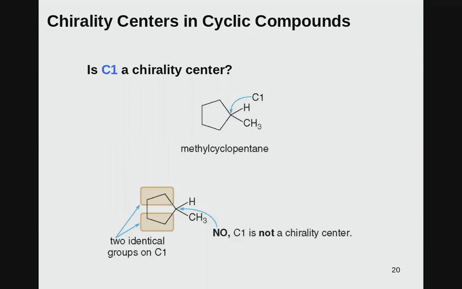However, when we have our substituent coming off here at C1, it's got a hydrogen and a methyl group, but again, a chirality center.